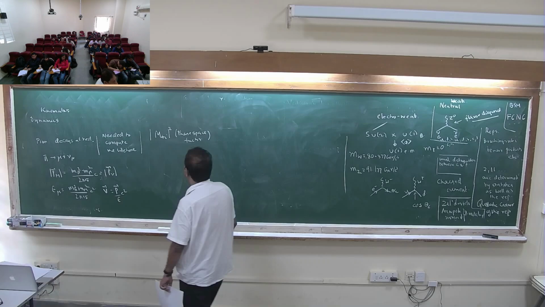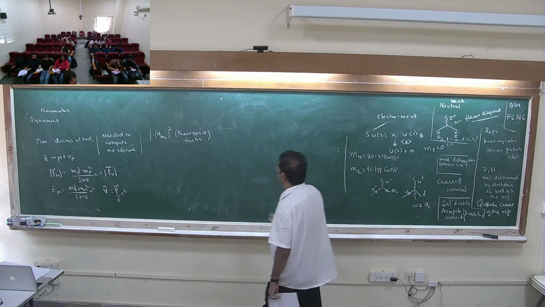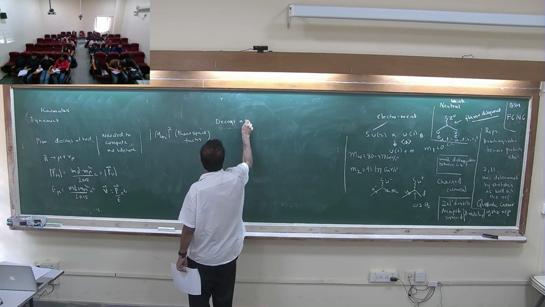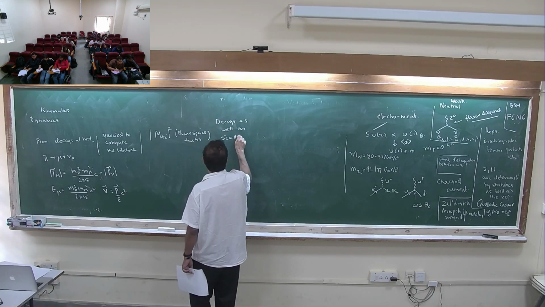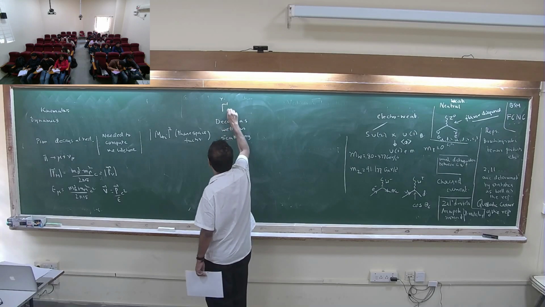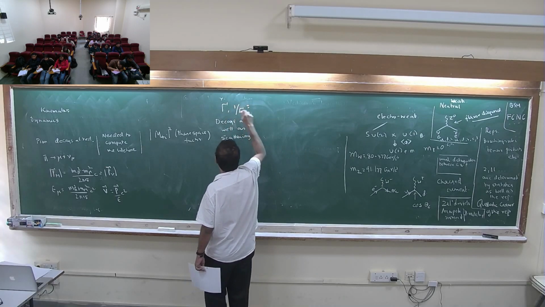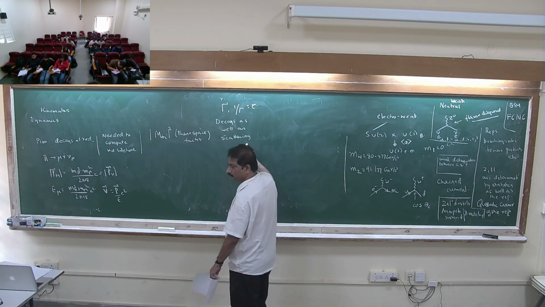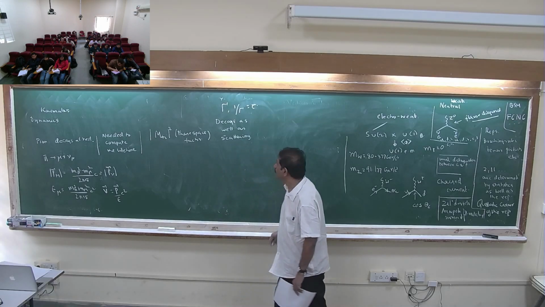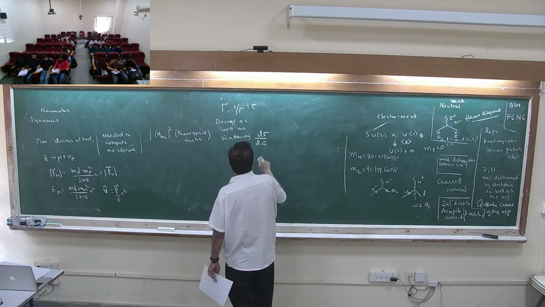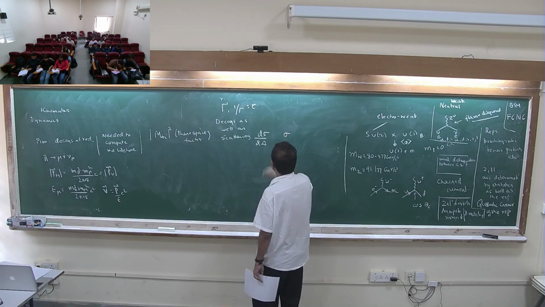Now, this is true for decays as well as what's the other kind of process that we have? Decays as well as scattering. And in decays, we compute the width or reciprocal of the width, which is the lifetime. And in scattering, what do we compute? Scattering cross section, which could be either a differential cross section or a total cross section.